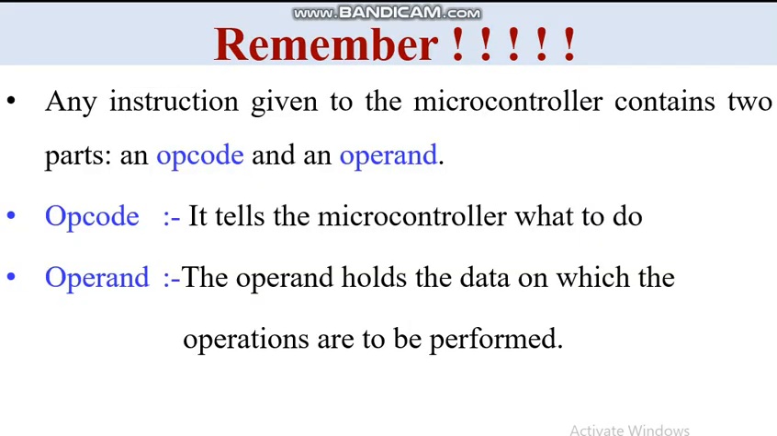Now, remember, any instruction given to the microcontroller consists of two parts. One is called as opcode and another is called as operand. Opcode means it tells the controller what to do. So it is operation code. Operand means that holds the data or information on which operations are to be performed.